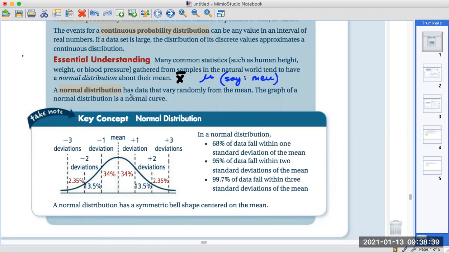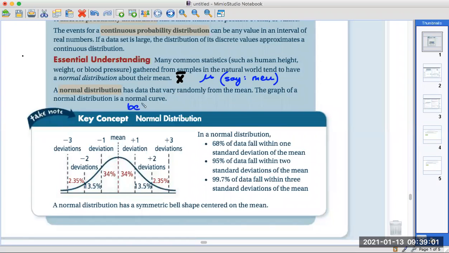And a normal distribution has data that vary randomly from the mean. So that means they're spread out randomly around the average. In the spread, how much of a spread, it's called the standard deviation. The graph of a normal distribution is a normal curve.